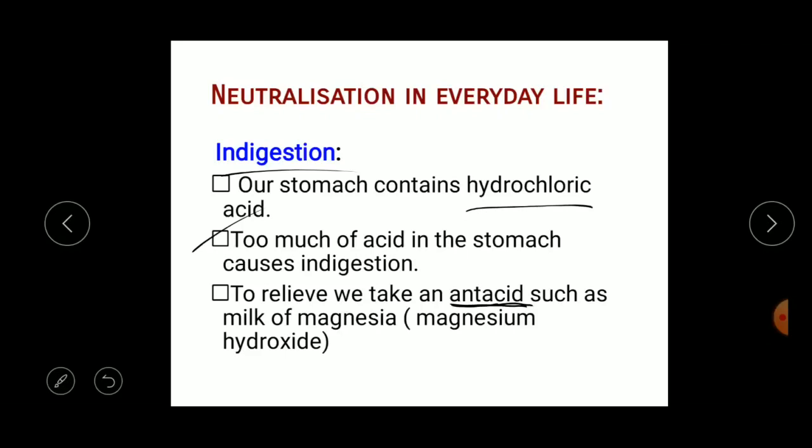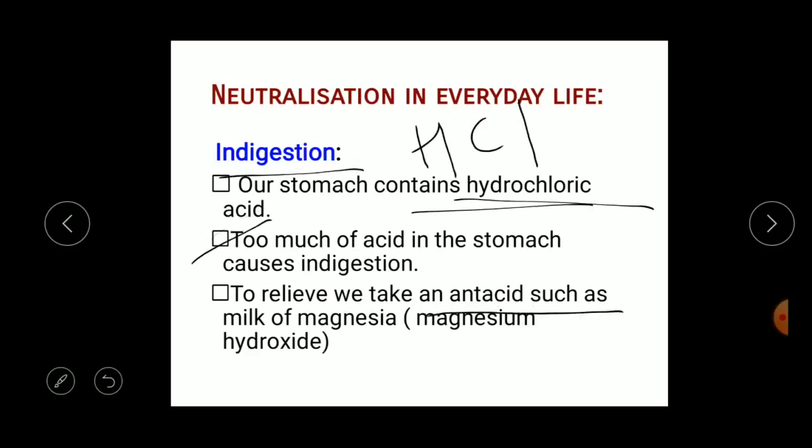So, antacids such as milk of magnesia, which contains magnesium hydroxide. See, this magnesium hydroxide is a base, whereas HCl, that is hydrochloric acid, is an acid. This base neutralizes the effect of excessive acid.